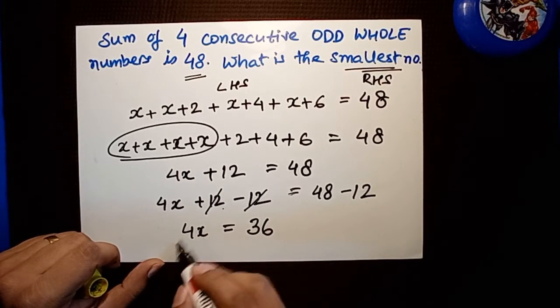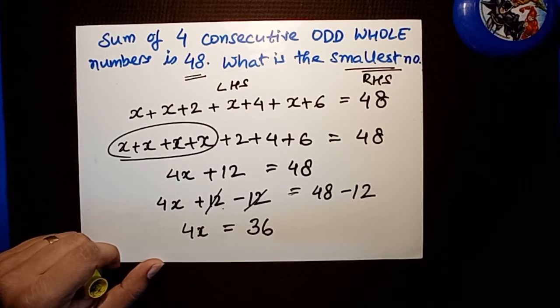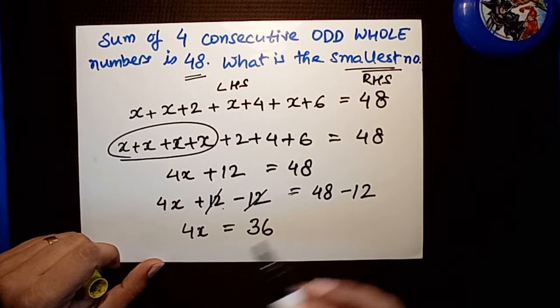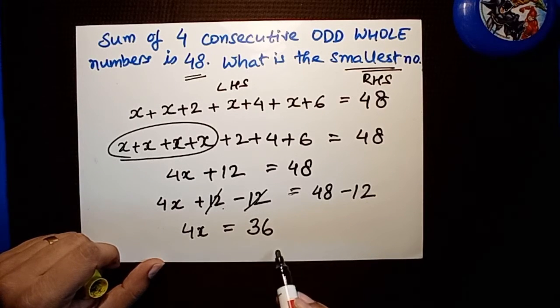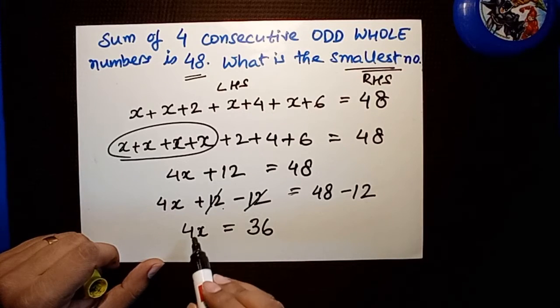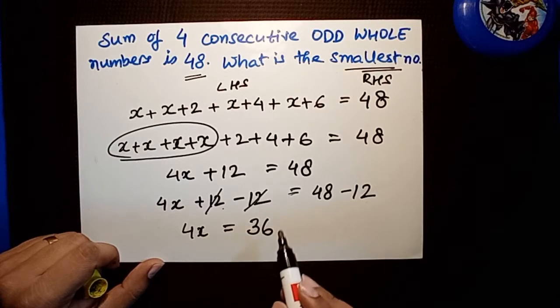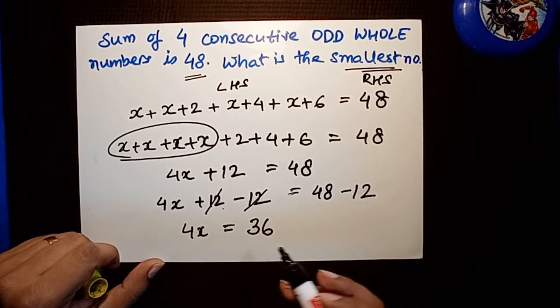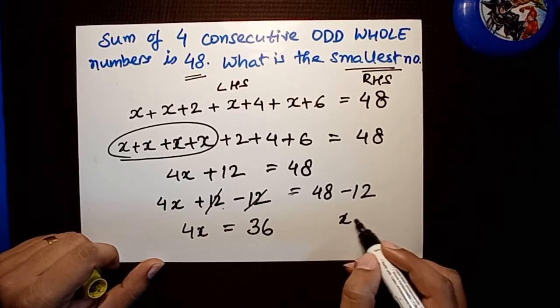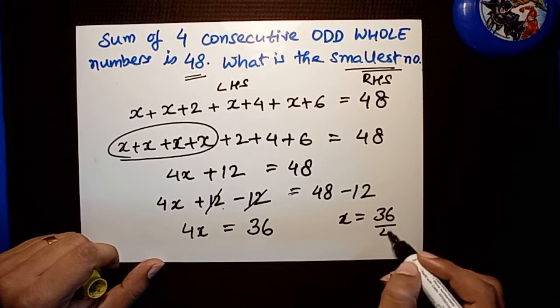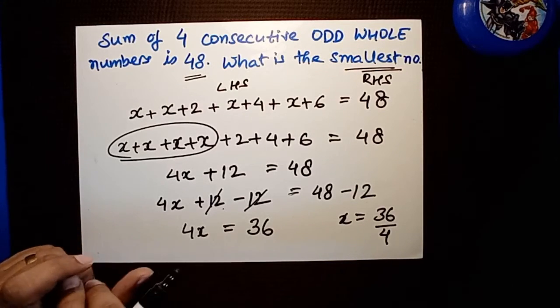Next step is to remove this 4. How will I remove this? Simple. Think in terms of either I send it here. If I send it to the right hand side, currently it is in multiplication, 4 multiplied by x. If I send it to the right hand side, it becomes division. So x is equal to 36 divided by 4. This is one way to think about it.